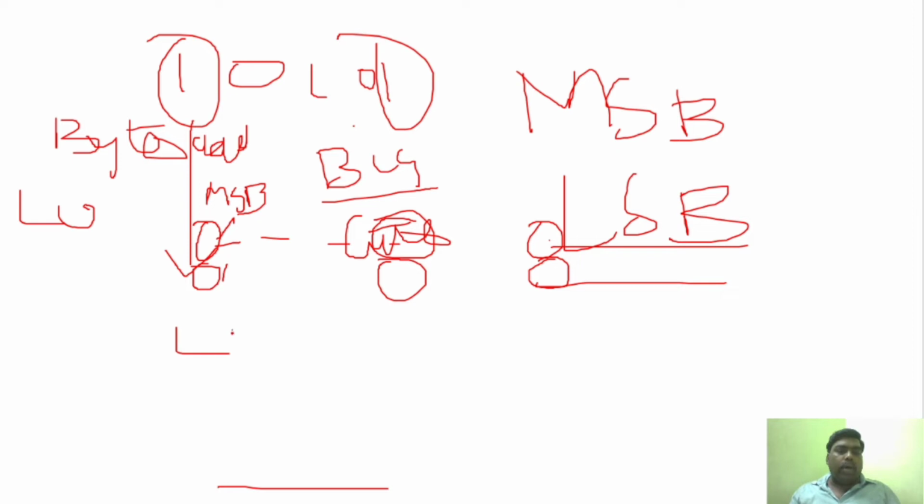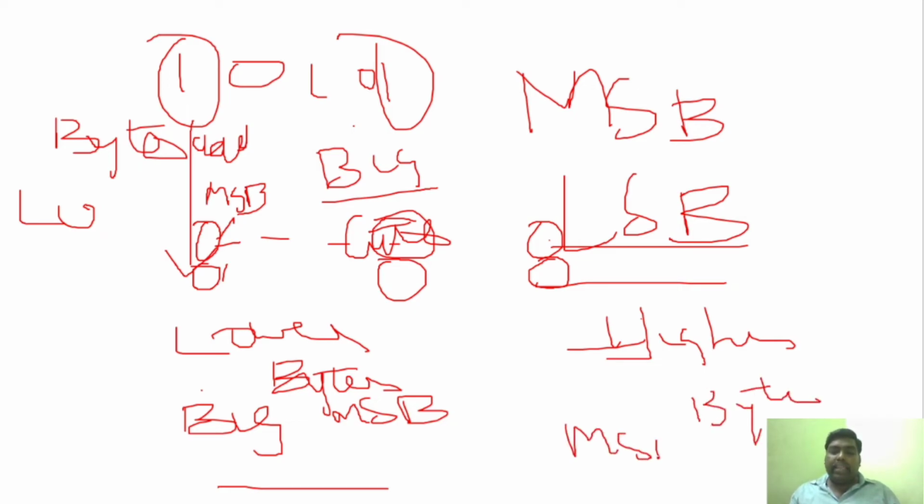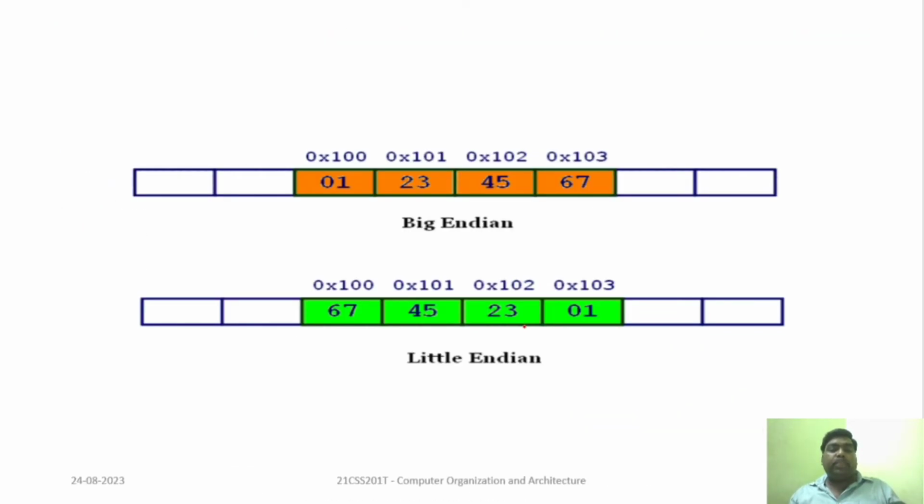If you are going to use lower byte address for MSB, then it is called big endian. Okay. If you are going to use higher order byte address to represent MSB, then it is called little endian. Right. You can also understand it in this particular way. We are saying big endian, so the MSB is represented using the lower order bytes, right? Similarly, in little endian we are representing the MSB using higher order byte address.